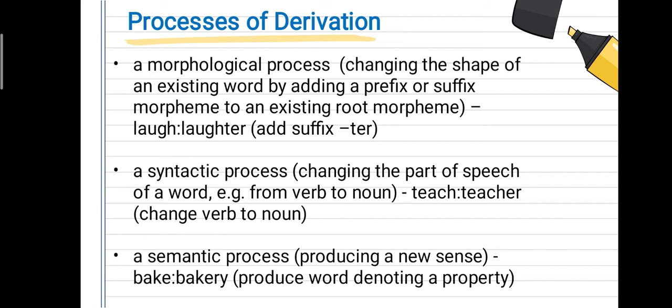Third, a semantic process. This process is producing a new sense. For example, the words bake and bakery. Bake is denoting an act or an activity, but after the process of derivation, it becomes bakery, which denotes a property.